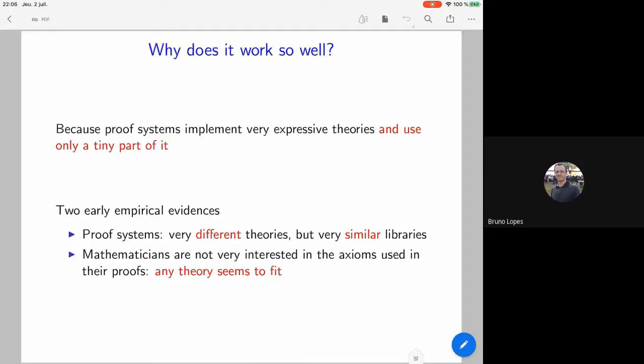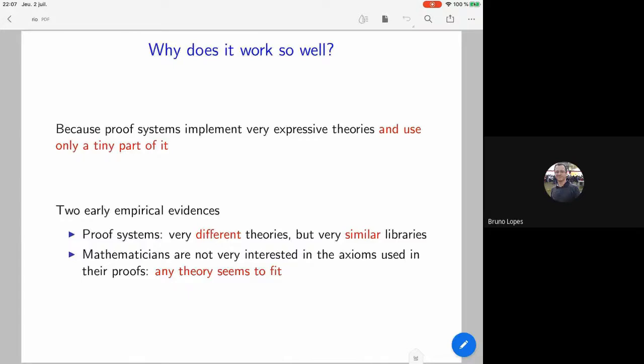And we previously had two empirical evidences of this. The first is that the proof systems we developed implement very different theories, but the libraries are very similar. So whether you have the axiom of choice or not, whether you have universe polymorphism or not, whether you have the excluded middle or not, eventually you prove that 0 plus x is equal to x, and maybe more difficult theorems. The theorem that the derivative of the sum of two functions is the sum of the derivatives, you can prove it everywhere, whatever system you are using.